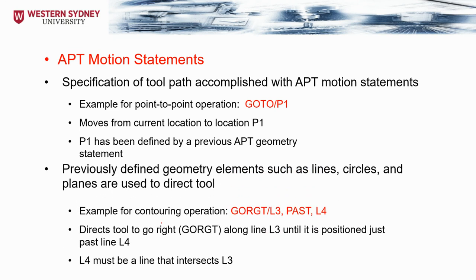Previously defined geometry elements such as the lines, the circles, and the planes are going to be used to direct the control. An example for a contouring operation is go RGT along line number 3 past line number 4. The tool is told to go to the right along line number 3 until it's just past line number 4. Line number 4 also must be a line that intersects with line number 3.